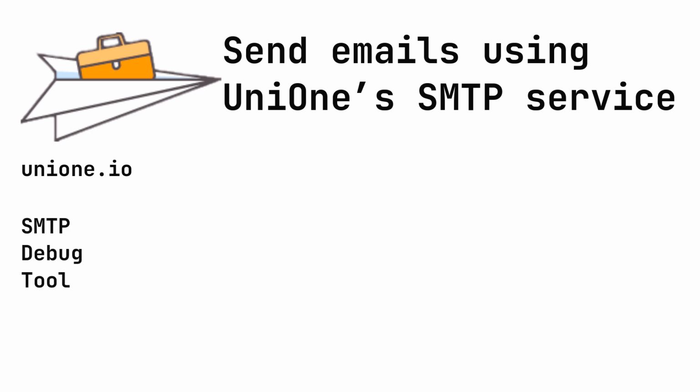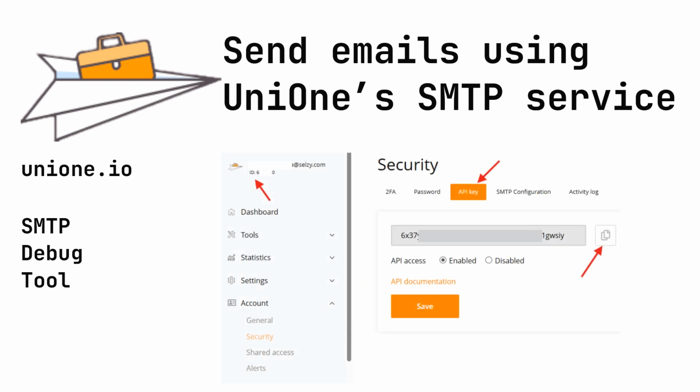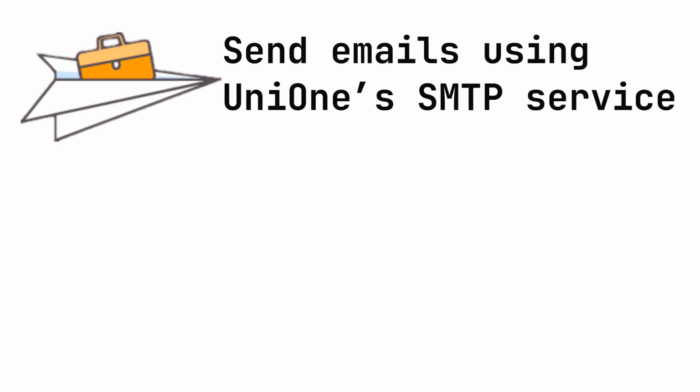Step 3. Go to the SMTP debug tool inside UniOne. You can use this to test whether your SMTP credentials are working before sending real emails. You'll need your user ID and API key from your UniOne account. These are available in your account settings. Important note. Make sure the email address you're using is from a confirmed domain. Otherwise, your test email won't go through.